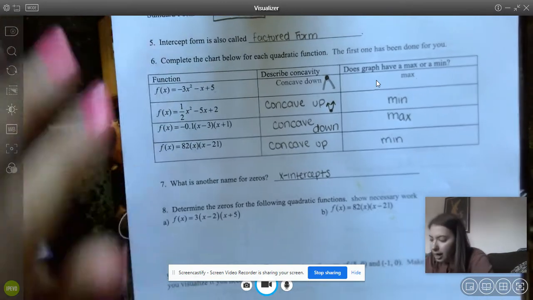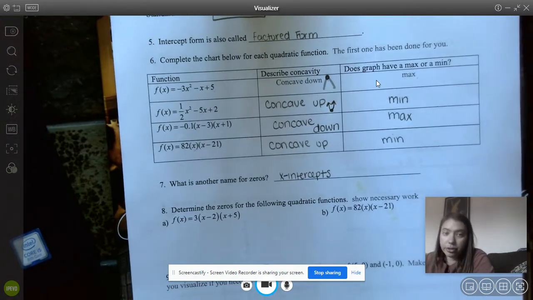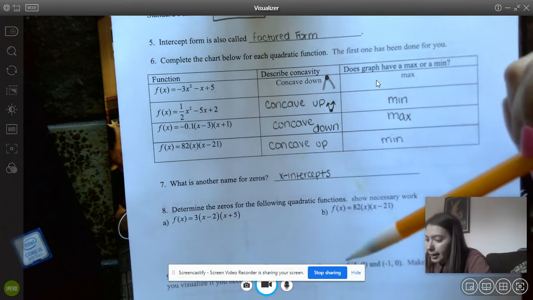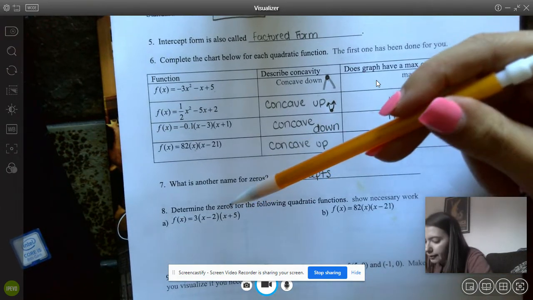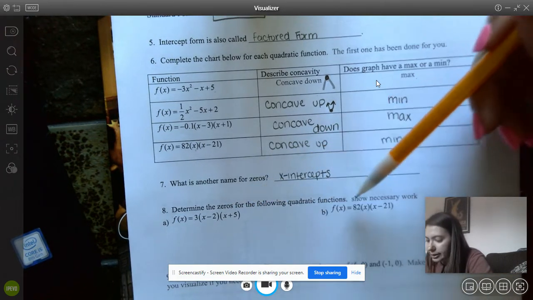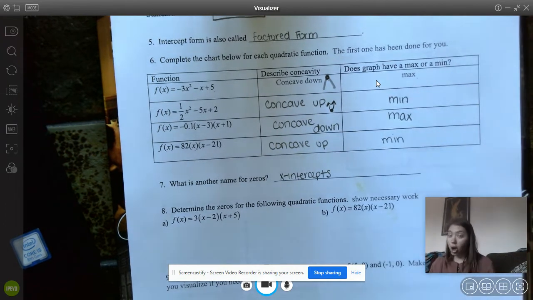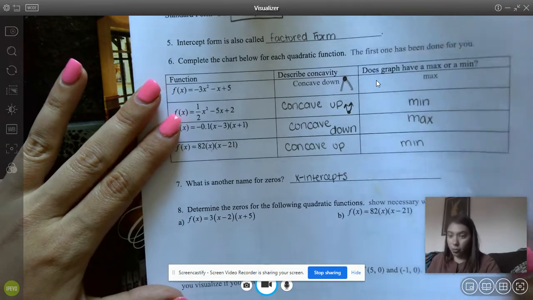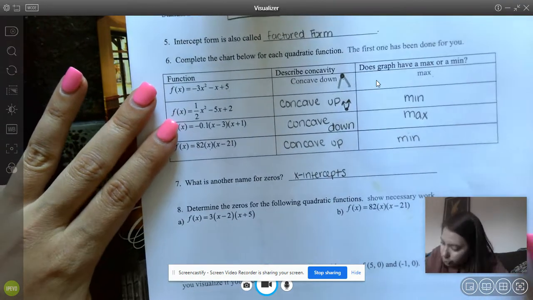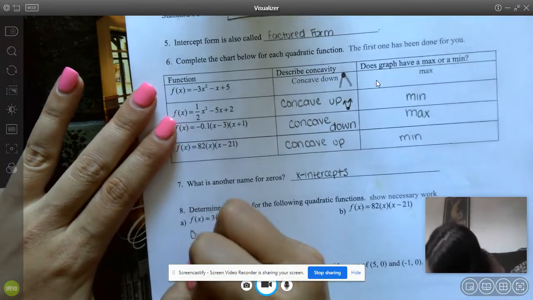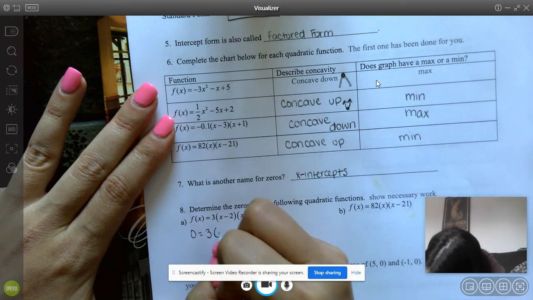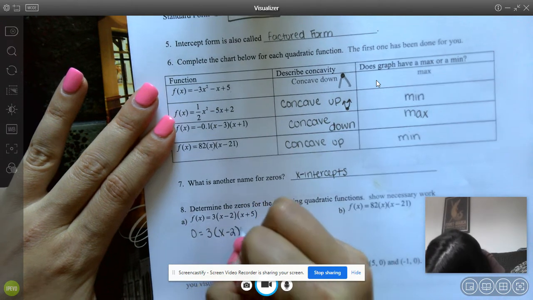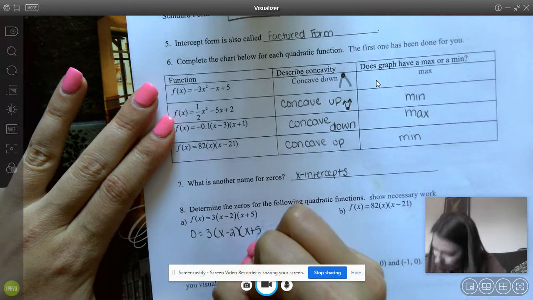So in order for us to answer number 8, notice number 8 has parts A and B. Okay? It's asking us to determine the zeros for the following quadratic functions and show necessary work. Well, in order for us to solve, we do need to set each function equal to 0. Right now, they're only set equal to y. So we can go ahead and say 0 is equal to 3 times the quantity x minus 2 times the quantity x plus 5.